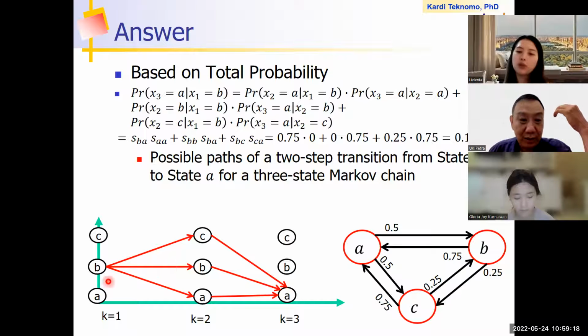Yeah, and then what is this part? This is B to C, C to A. Yeah? So you look at this, B to C, and then C to A.